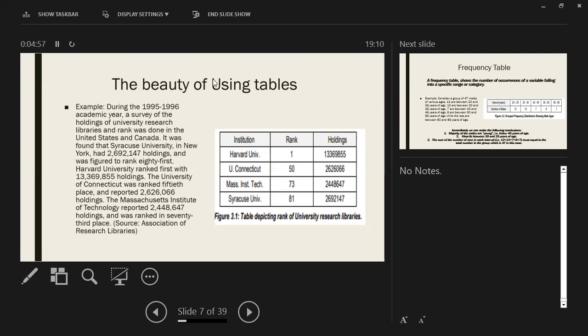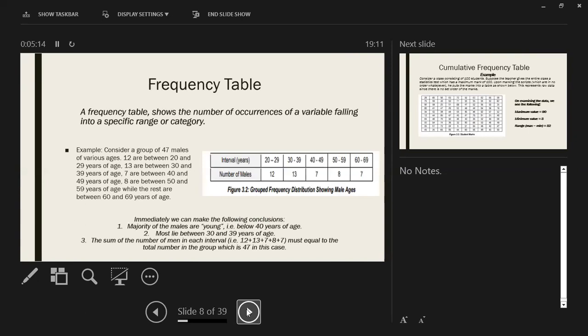So you can see the beauty of using tables. It brings out information more vividly than in a paragraph. So it's not always that you have to write a paragraph when you are presenting your data. Understand what type of data you want to present to your audience and try to make it as vivid as possible. Now, since we're talking about presenting information in a table, right?